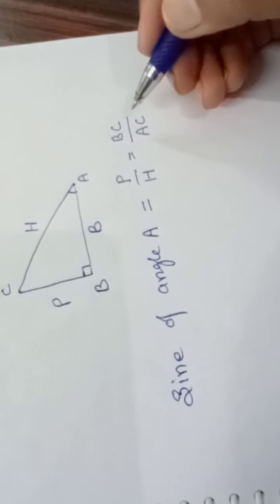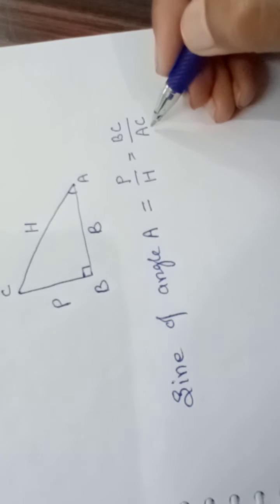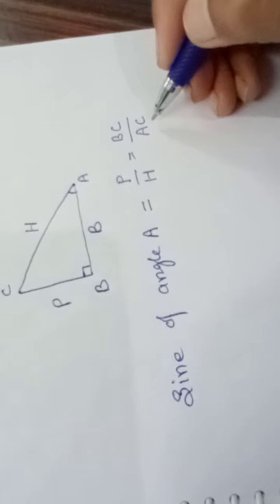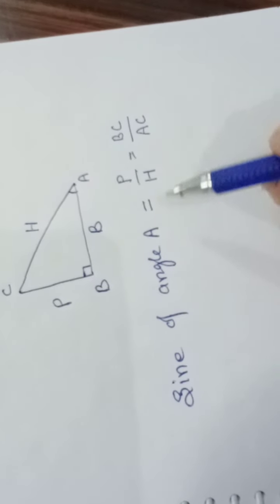The ratio of BC and AC, meaning length of BC and length of AC, length of perpendicular and length of hypotenuse. This ratio is known as sine of angle A.